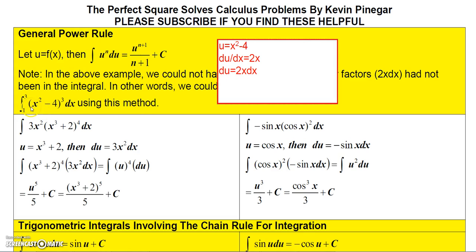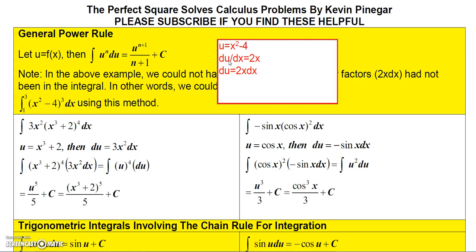Now, when you're calculating u to the n du, for instance, take a look at this integral here. This is actually one that will not work. So you have x squared minus 4 cubed. Now, if this is going to work, then the u would have to be the x squared minus 4. But if I let u equal x squared minus 4, then du over dx would be 2x. So the derivative would be 2x.